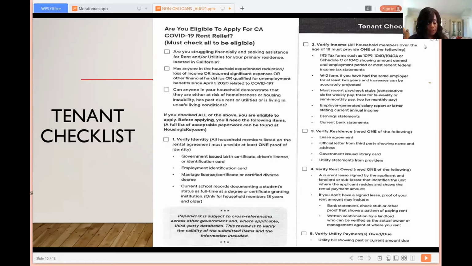If you don't have a signed lease, proof of rent and amount may include bank statement, check stub, proof, pretty much the same thing we went over when we talked about the landlord collecting their money and filing for it. Verify the utility payments owed and due, because this renter assistance is paying people's utility bills. So this is a great program to get a lot of things paid for that you've been unable to catch up on.